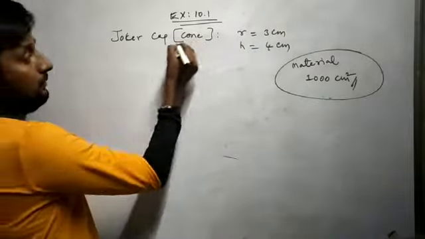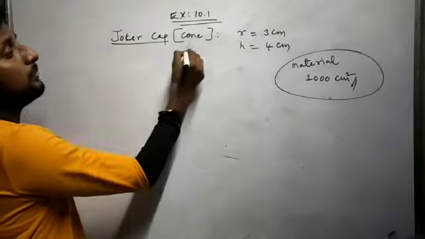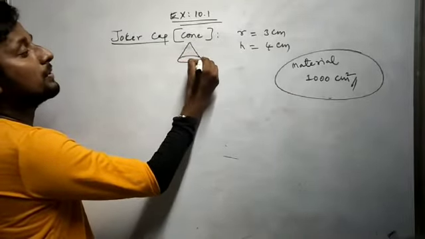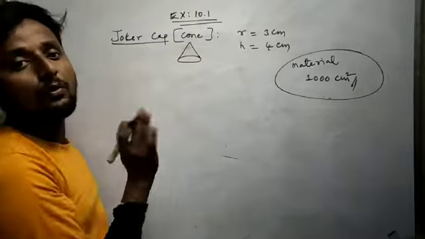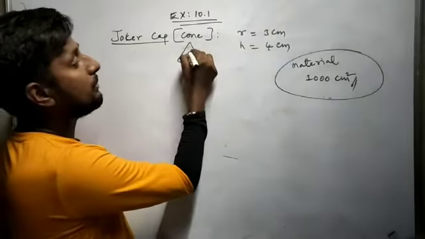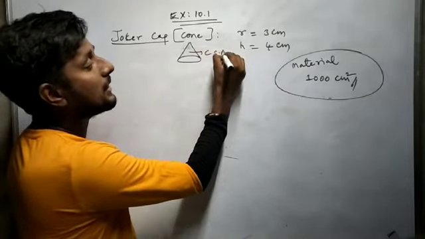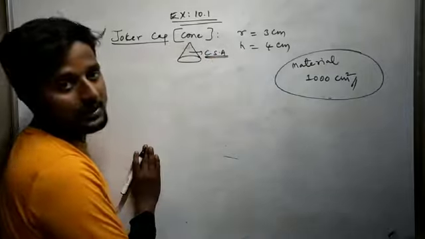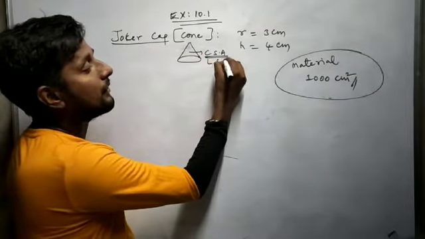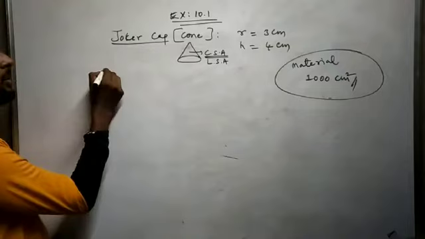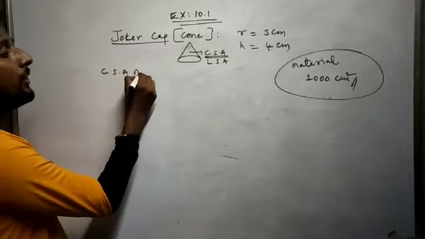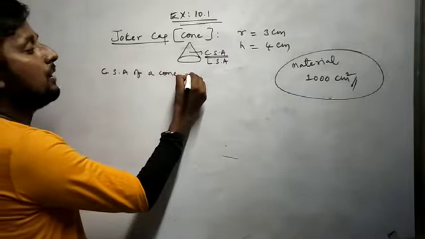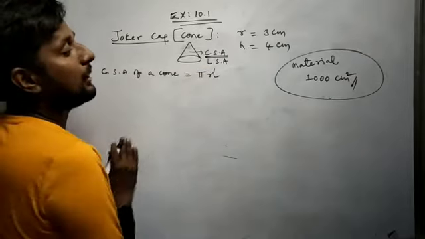Okay, I want to clear it again. A joker cap has no base. That means to make the base we won't use any material. So simply this we can call it the CSA, curved surface area, and that's only the lateral surface area. Correct? Simple, I can write the CSA of a cone formula: pi R L.